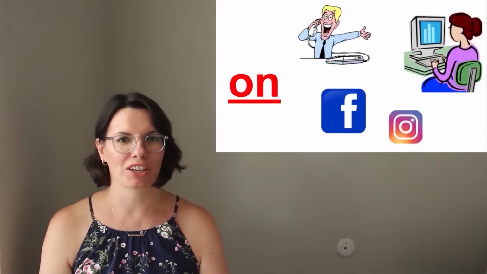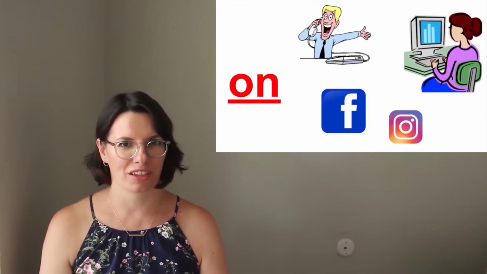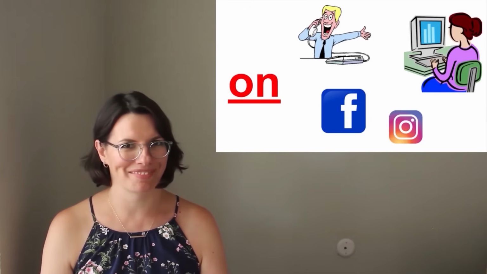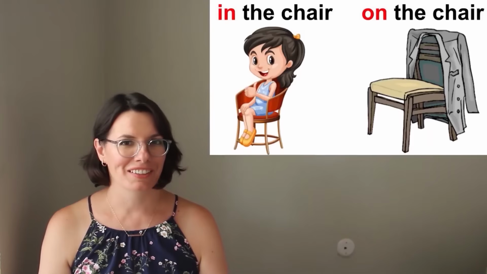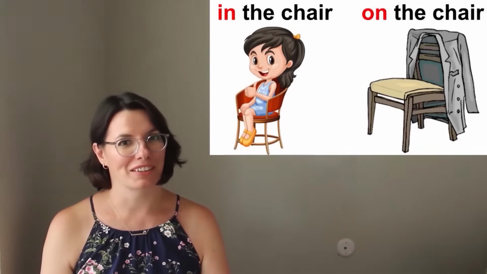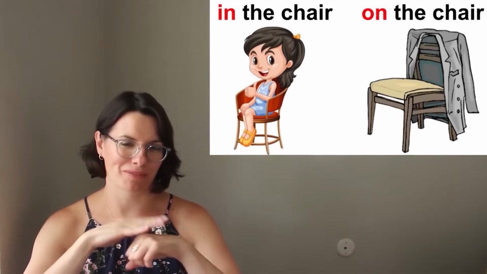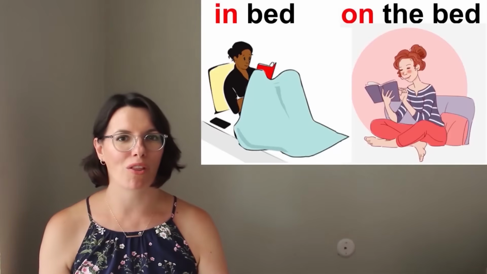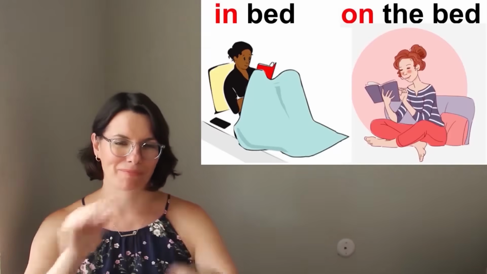Remember, when you talk about technology, use the preposition on. On the phone, on the computer, on Facebook, on Instagram. Sit at the desk. Sit in the chair. But the jacket is on the chair. In bed, under the cover; on the bed, on the cover.